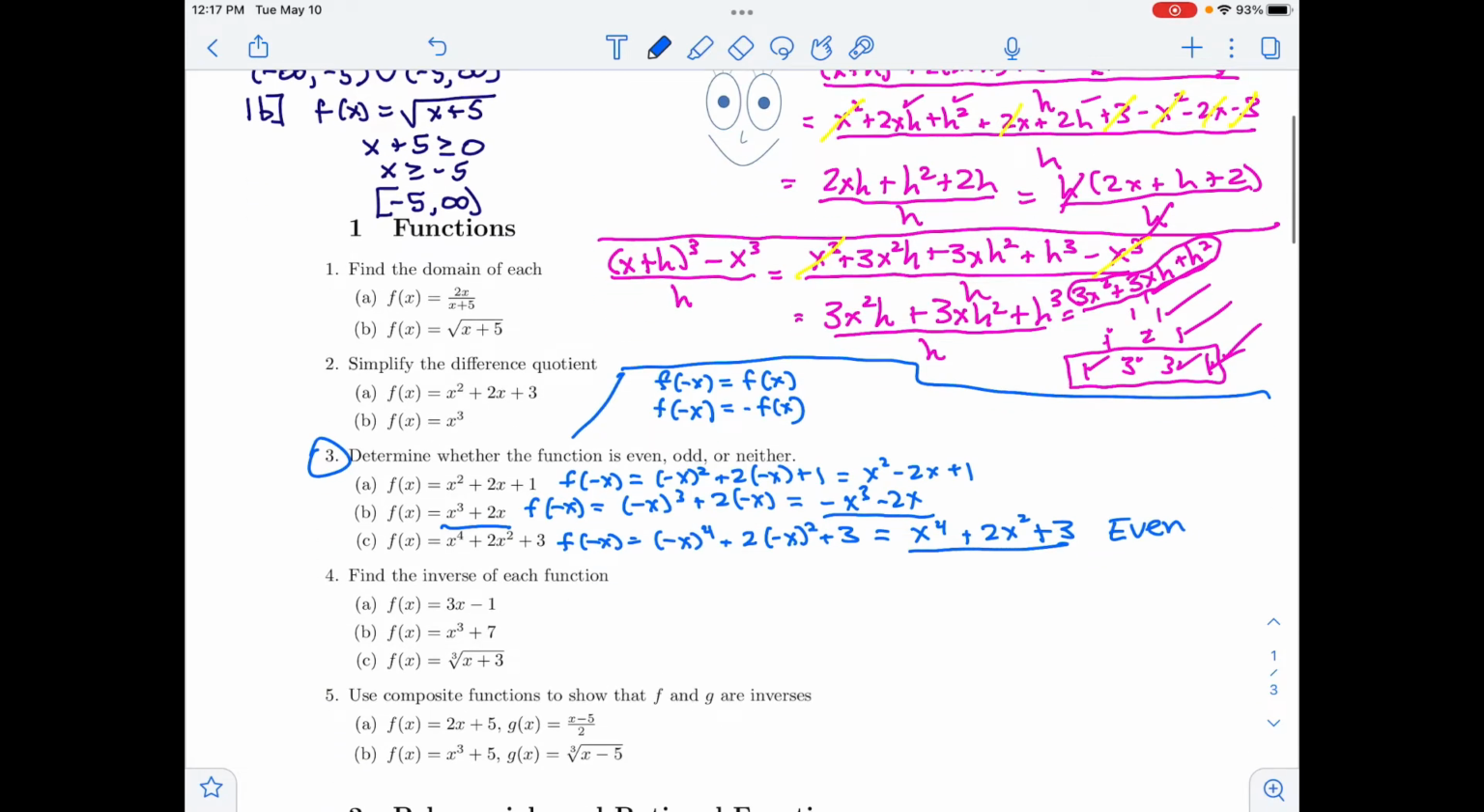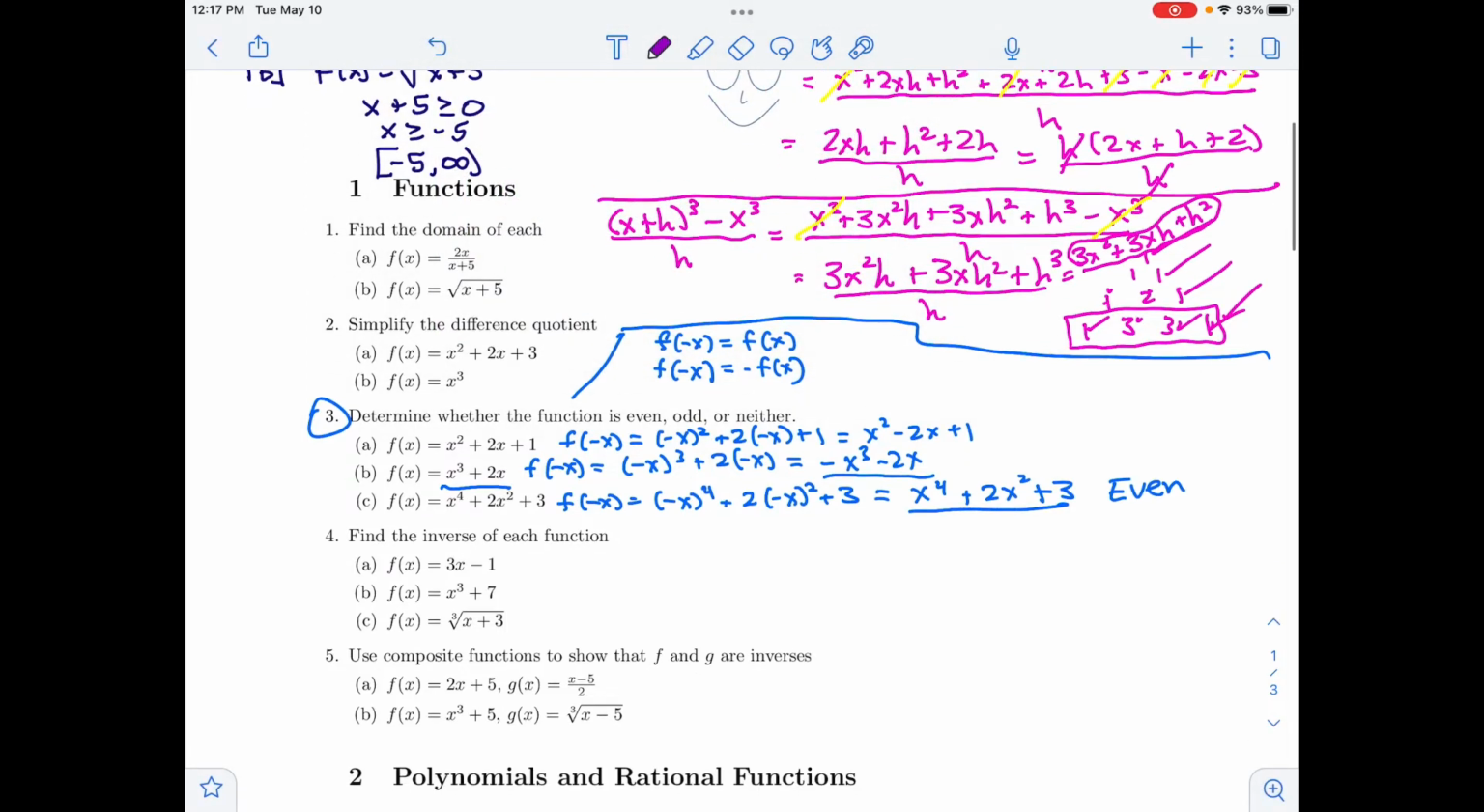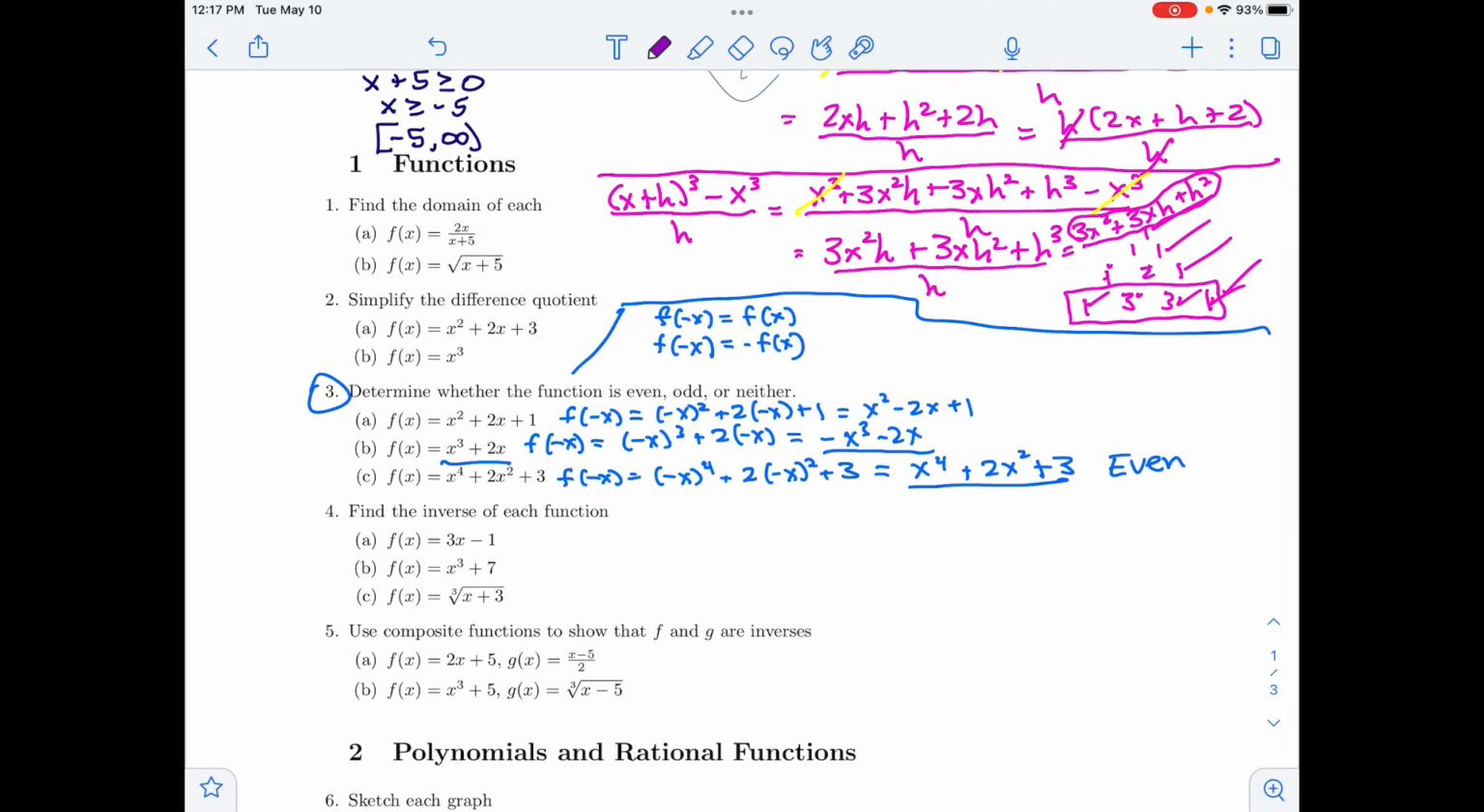Okay, now, as far as finding inverses, so let's think about this. We want to find inverses of functions. And what we're going to do is rewrite the function. So for example, this first one, I'm going to write it as y equals 3x minus 1.